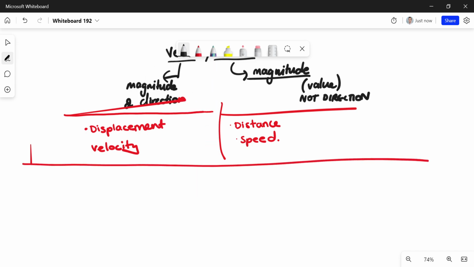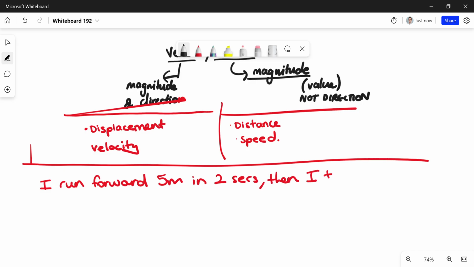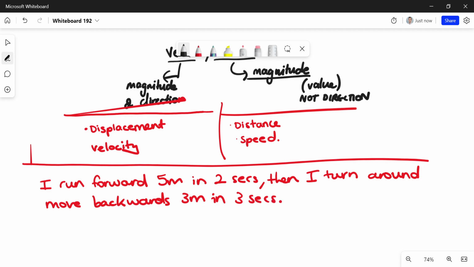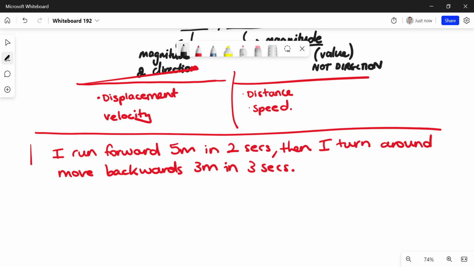So if I had a question, for example, I'm going to run forwards, and I'm going to run forward 5 meters in 2 seconds. Then I'm going to turn around and move backwards 3 meters in 3 seconds. And if I ask you some questions as a result of this, we will see that there's quite a significant difference between distance, speed, and displacement and velocity.